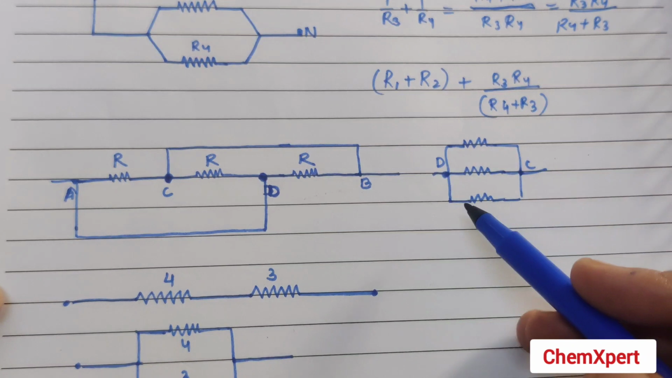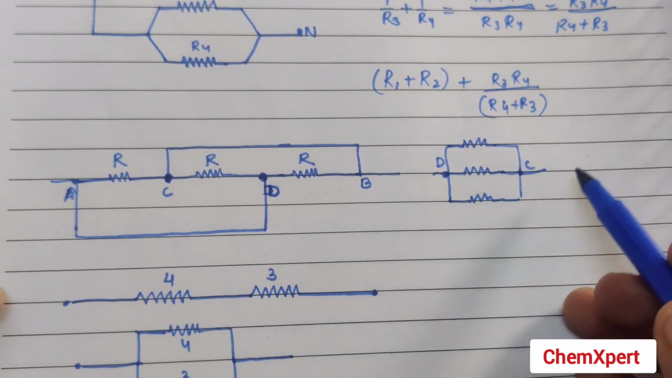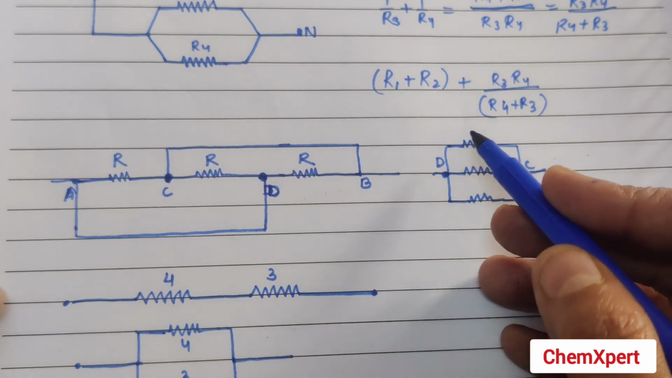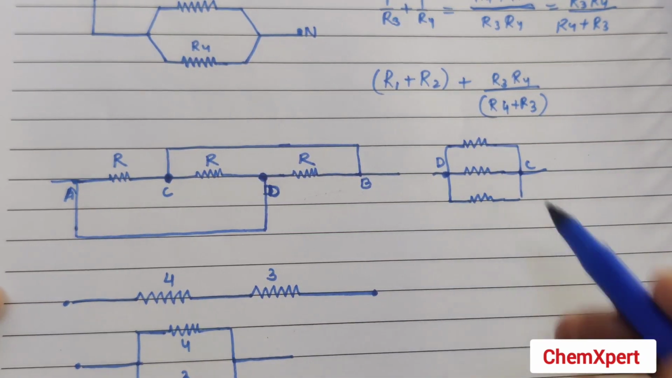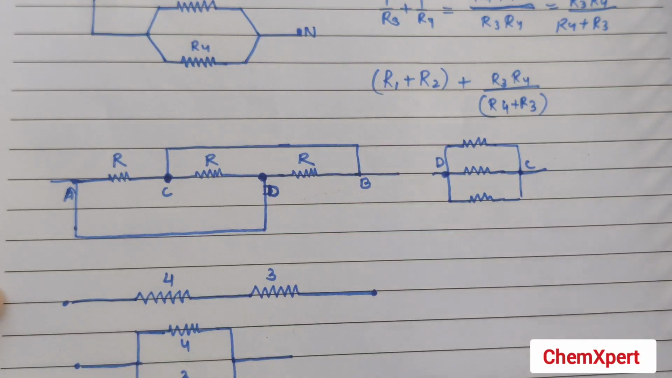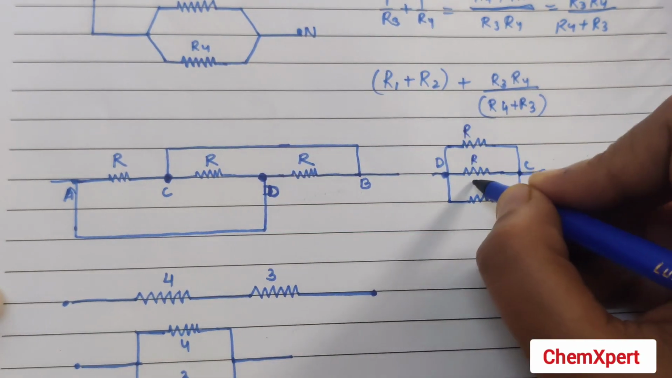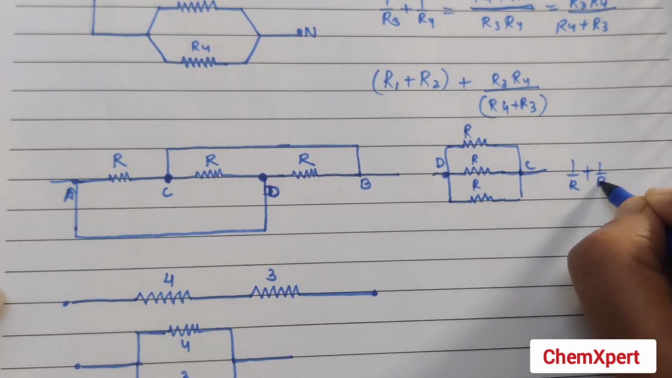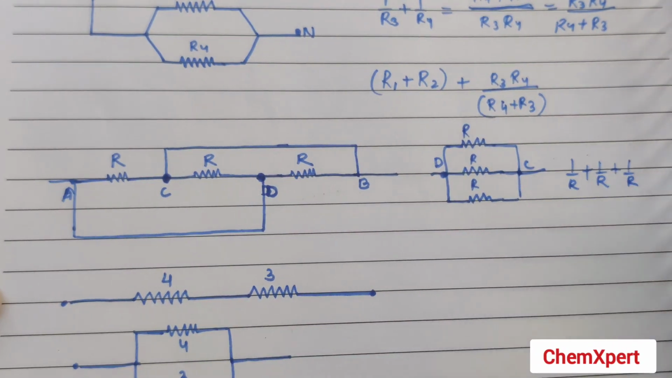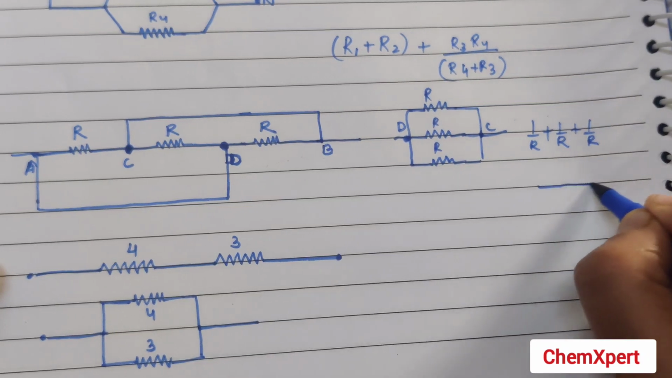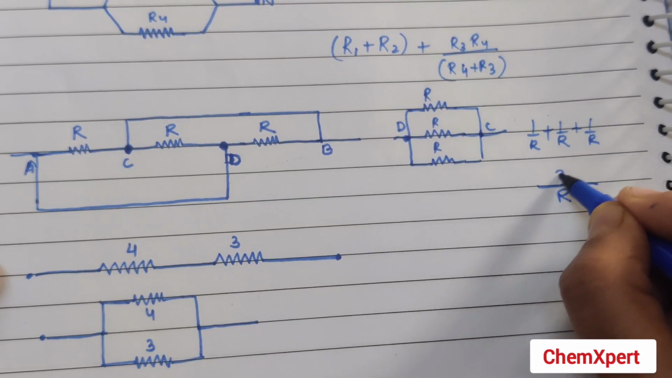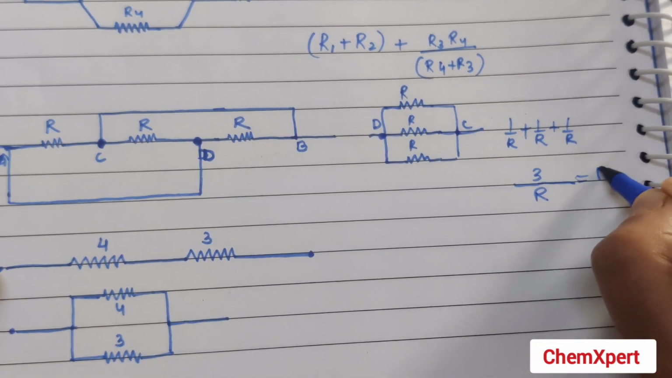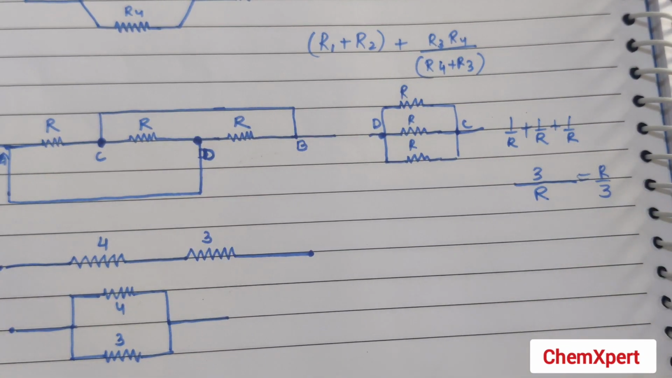So I can redraw this diagram like this. C and D you can take at any point, C here or D here, or C here or D here, and the rest two are A and B and D and B here. So now the net resistance will again be simply 1 by R plus 1 by R plus 1 by R. The LCM will be R here, and 1 plus 1 plus 1 is 3. So again net resistance will become R by 3 here.